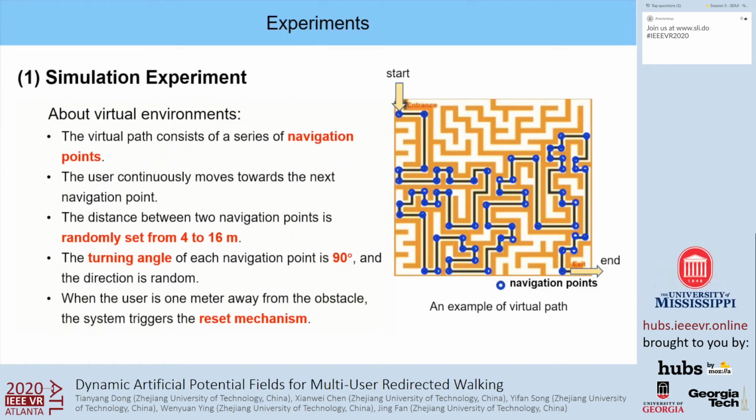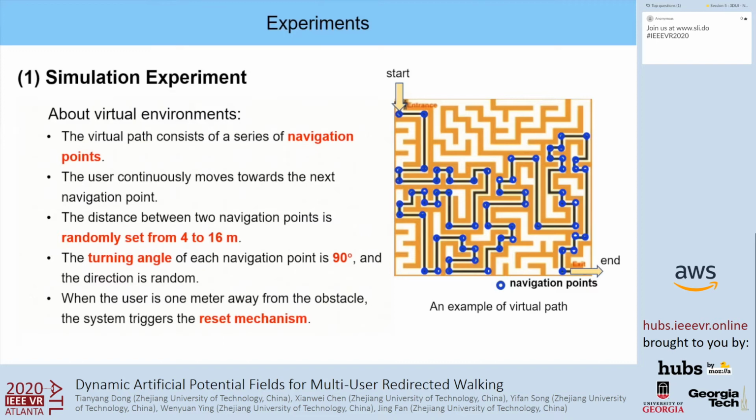It is necessary to perform a large number of experiments and test many parameters to verify the validity of redirected walking algorithms. In our system, the virtual path consists of a series of navigation points. The user continuously moves towards the next navigation point, and the distance between two navigation points is randomly set from 4 to 16 meters. The turning angle of each navigation point is 90 degrees, and the direction is random. When the user is 1 meter away from the obstacle, the system triggers the reset mechanism.